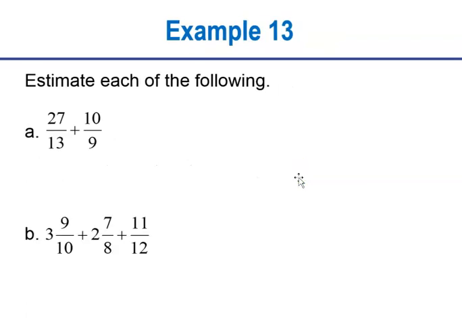Now here they want us to estimate the following, but they didn't talk about adjustments at all. So think about this just in terms of rounding to whole numbers. So 27 over 13. Now that's an improper fraction, right? Which is a mixed number. We could rewrite that as a mixed number, but say we want to do this really quickly. Well, how about this? 26 over 13 is 2, right? Because 26 is double 13. So 27 over 13 is approximately 2, plus 10 over 9 is approximately 1, and if we add those together, we get about 3. Right? So that's a quick estimation technique.